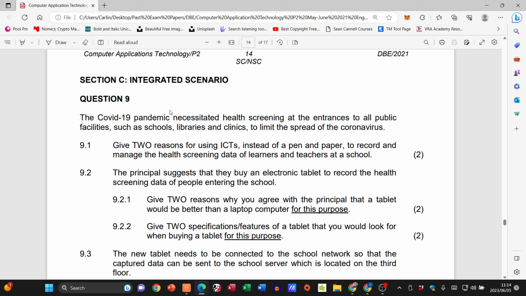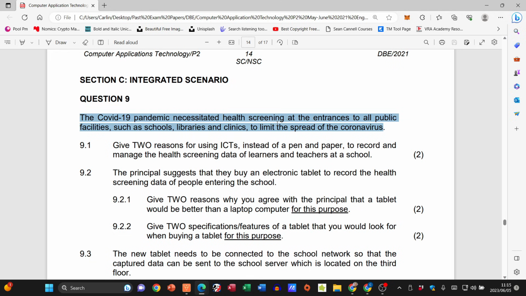Here's our scenario. So this means now that all the questions that are going to follow are based on the scenario. The COVID-19 pandemic necessitated health screening at the entrances to all public facilities such as schools, libraries, and clinics to limit the spread of the coronavirus. So this is your scenario. So everything is going to be based on this. Put your mind into this scenario. Picture it. Process it. And now let's go ahead and answer the questions.